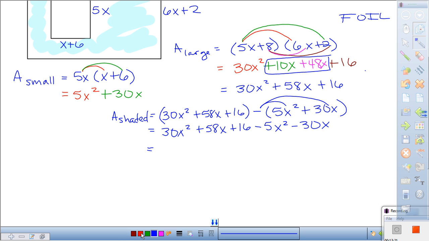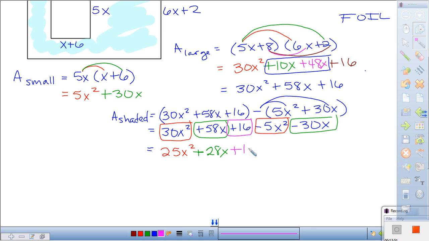Again, we always start with the highest degree, so x squared is the highest degree. I have a 30x squared minus 5x squared, which leaves me with 25x squared. Then we have our x terms, which would be a positive 58x and a negative 30x. 58 minus 30, positive 28x. And finally, we have our constant term, 16, and it's all by itself, plus 16. And there we have the area of the shaded region.